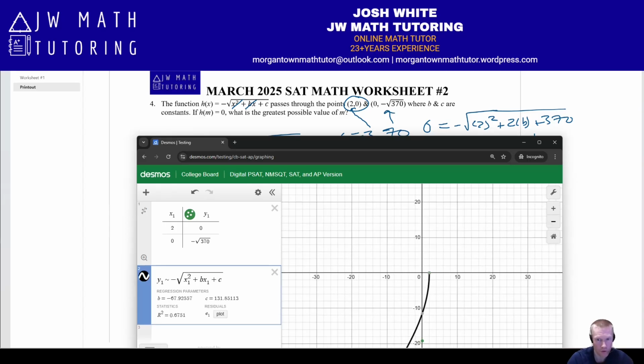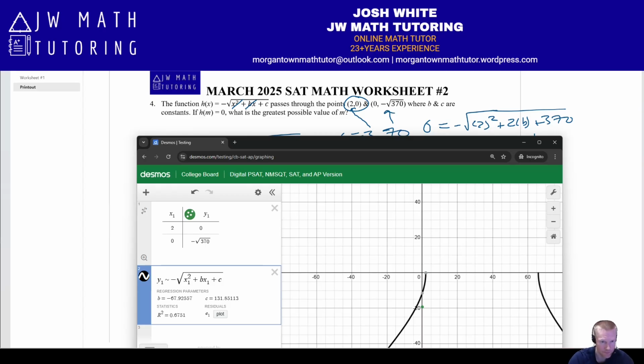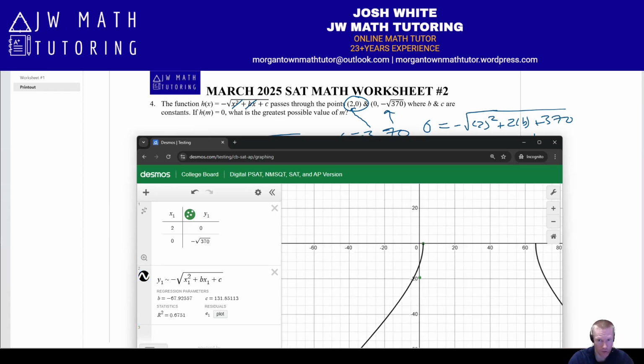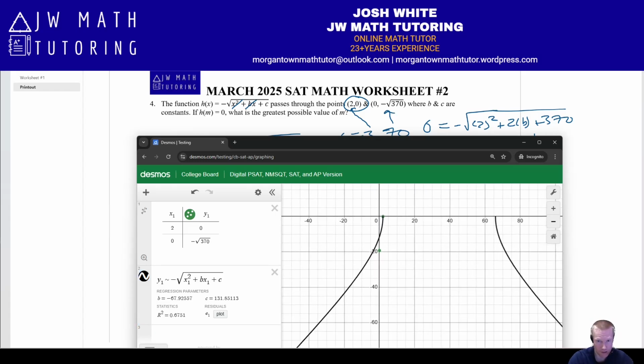Okay, so if you notice here, these are not the correct values. In other words, for B and C. When I worked it up by hand, I got negative 187 and I got 370 for C. I don't know exactly why it's doing this.